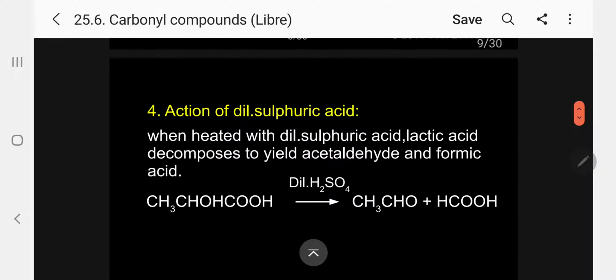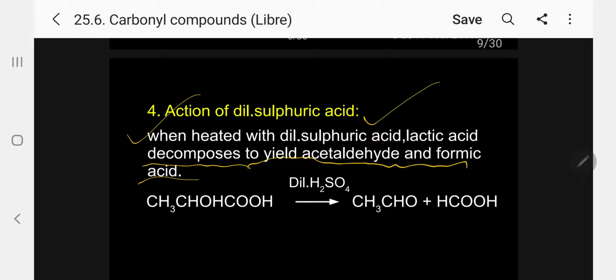Number 4, action of dilute sulfuric acid. When heated with dilute sulfuric acid, lactic acid decomposes to yield acetaldehyde and formic acid. That means it is undergoing cleavage here, forming acetaldehyde and formic acid. Please follow.